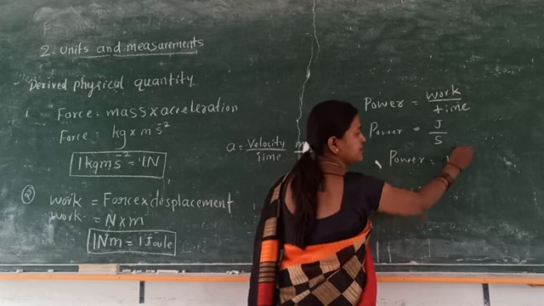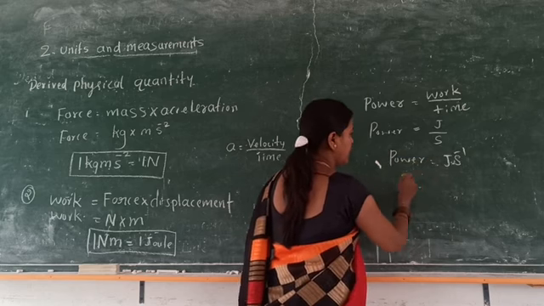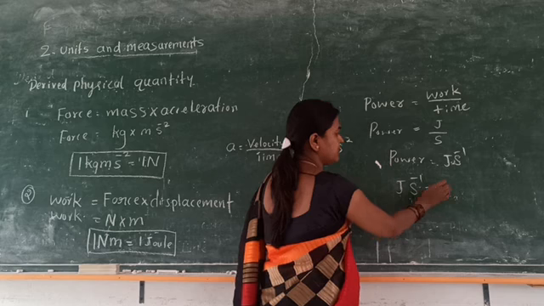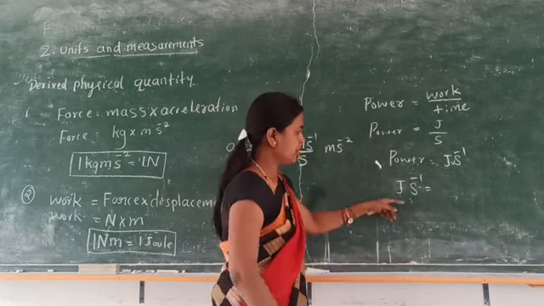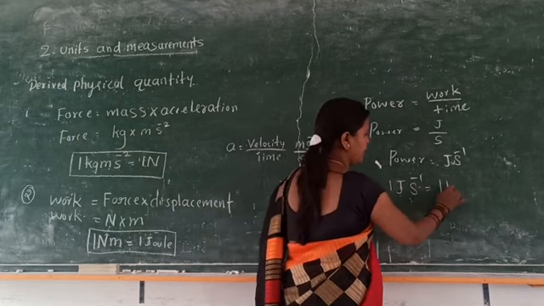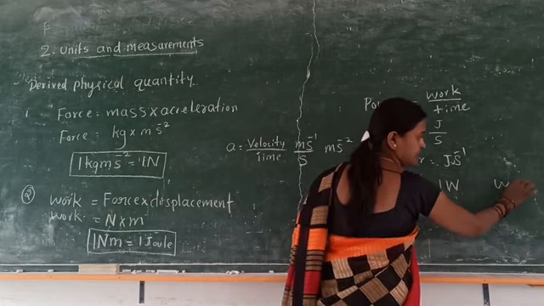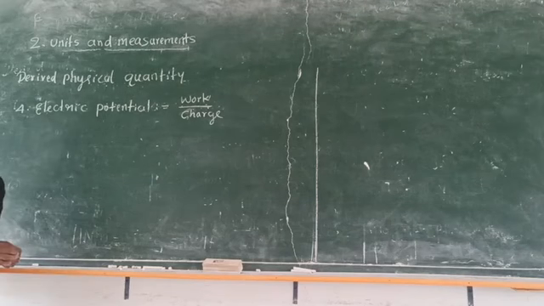Joule per second. So 1 joule per second is equal to 1 watt. So watt.